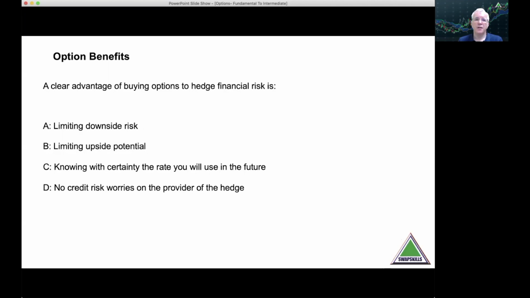Okay, and you can see here the most appropriate is it limits downside risk. Does it limit upside potential? No, not if you've bought an option. Do you know with certainty the rate you will use in the future? No, but you know the worst. If you knew with certainty, then that would be a forward contract. When it says no credit risk on the provider of the hedge, you absolutely do have a credit risk on the provider of the hedge. If you buy car insurance or medical insurance, you pay a premium, but you better be sure they're going to be around to pay you out in case they go bust. So here it's limiting downside risk.